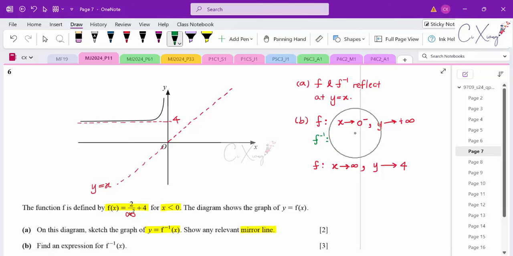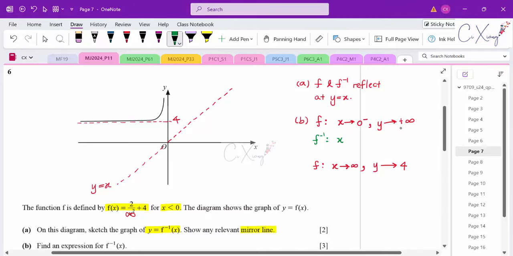according to what we have here, for the original function f, x getting to 0, y is infinity. So when I want to draw f inverse, it will become x getting to infinity, then your y is getting to 0 from the negative part. Okay, then the same thing happens for the second part here. For f, originally x is infinity, y is 4. So now you swap the x and y coordinates. That means when x is getting closer to 4, then y will become infinity.